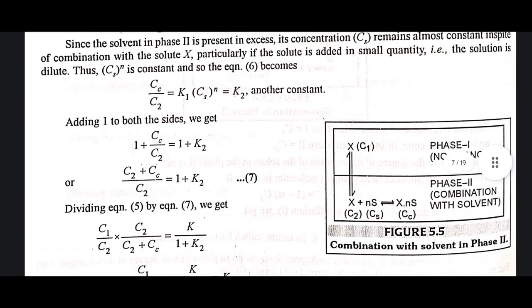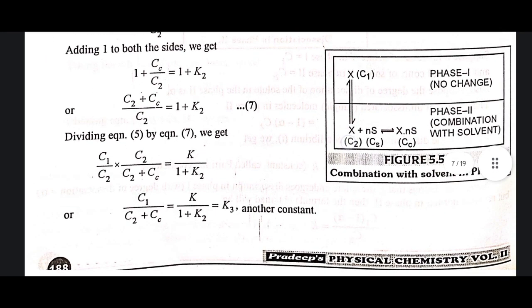Adding 1 to both the sides, we get C2 plus Cc upon C2 is equal to 1 plus K2. This is equation number 7. Dividing equation 5 by equation 7, we get C1 upon C2 plus Cc is equal to K upon 1 plus K2 is equal to K3, another constant.